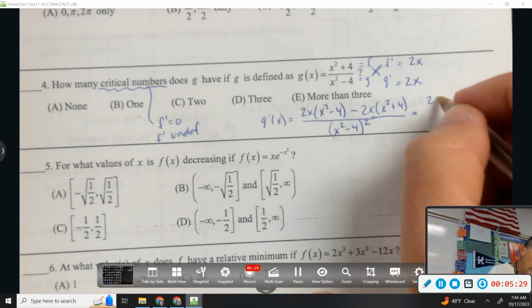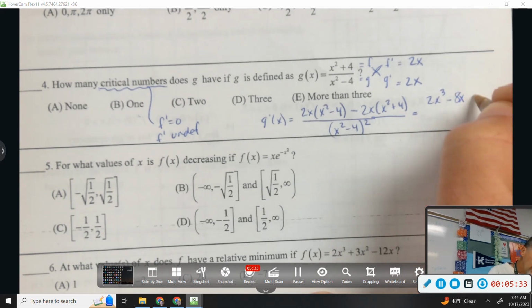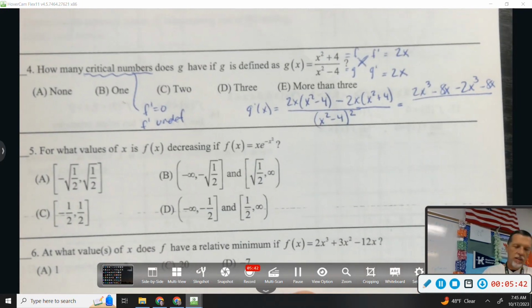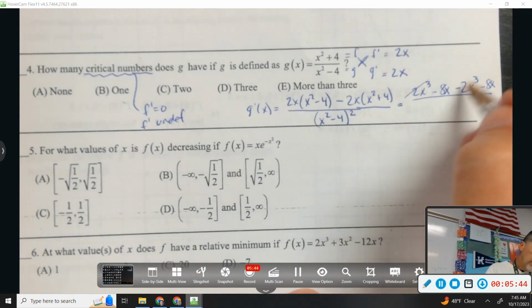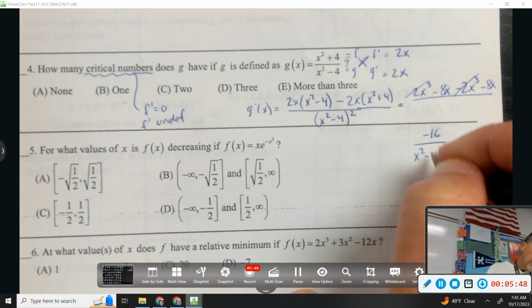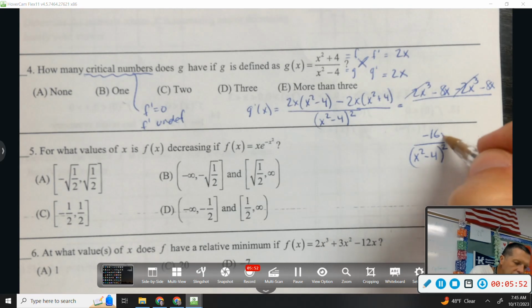So let's see. 2x cubed minus 8x minus 2x cubed minus 8x. So the top becomes negative 16x. The bottom is x squared minus 4, squared. 16x.